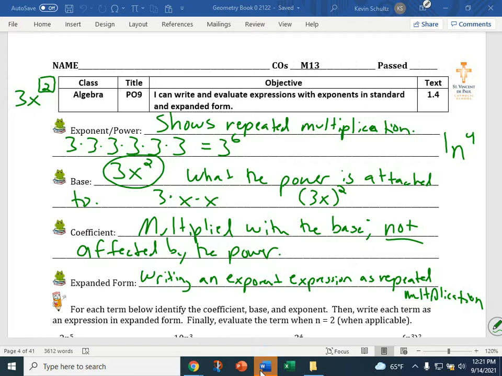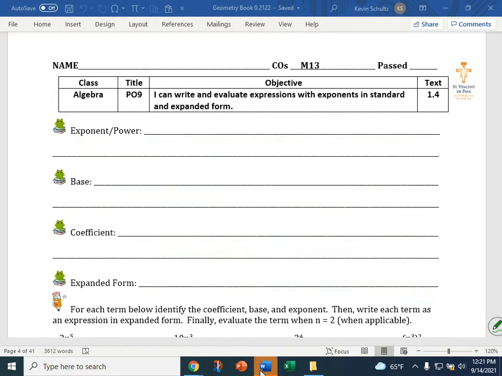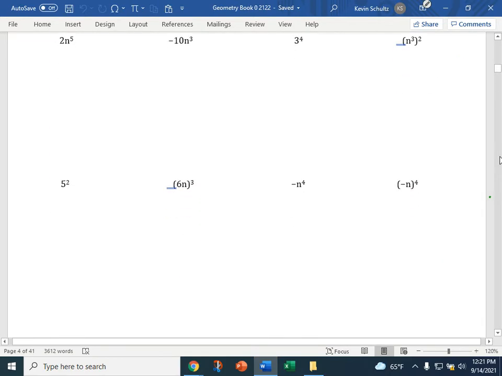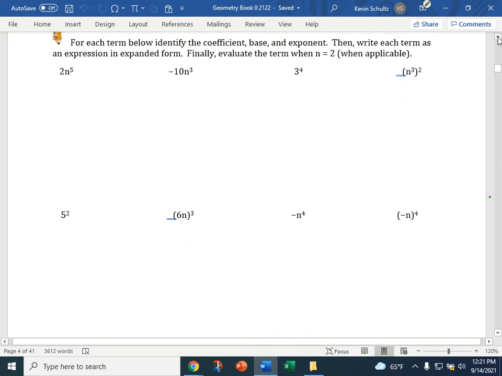Questions on this so far? All right. Going on down to Mr. Happy Pencil. So I got to put this down. Can never remember the order. There you go. Your job is to identify the coefficient, the base, and the exponent. Then write each term as an expression in expanded form. Finally, when there is a variable, evaluate it when n equals 2. So a lot of stuff to do, which is why I have a lot of space to do it with.